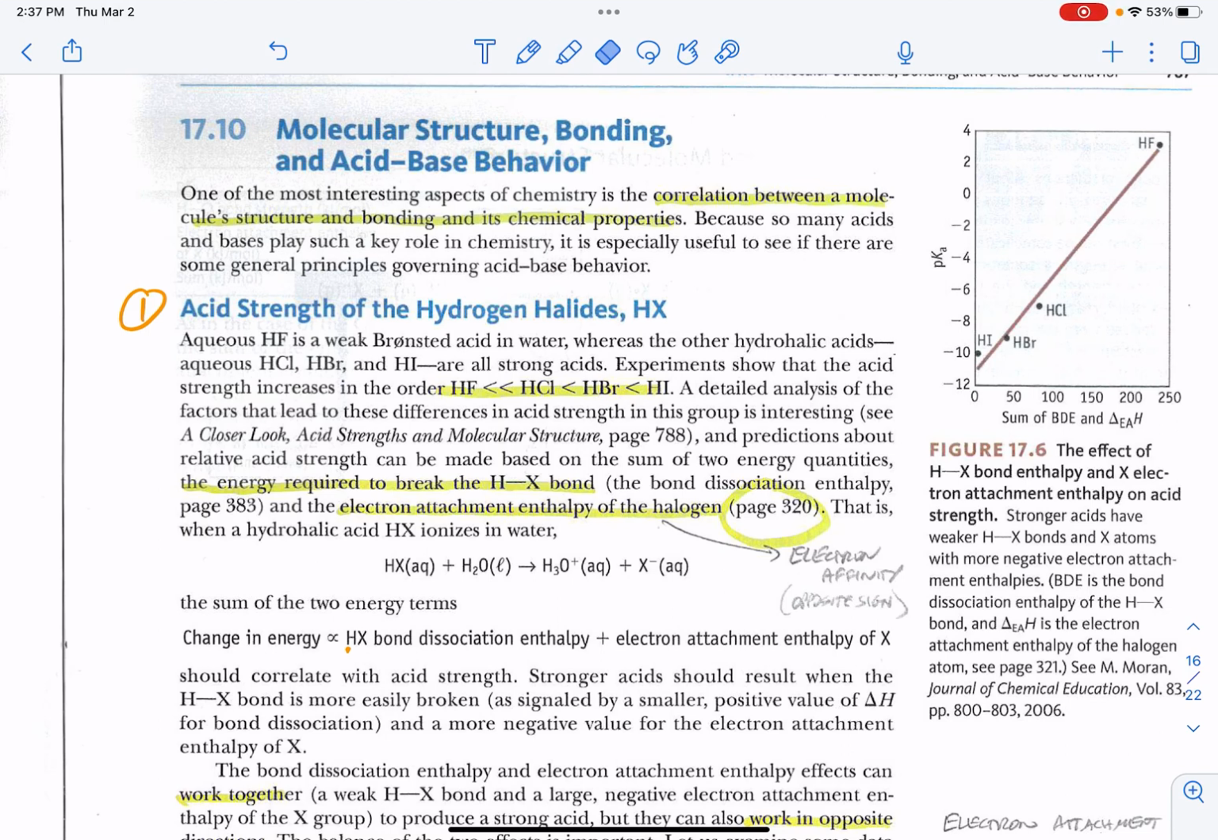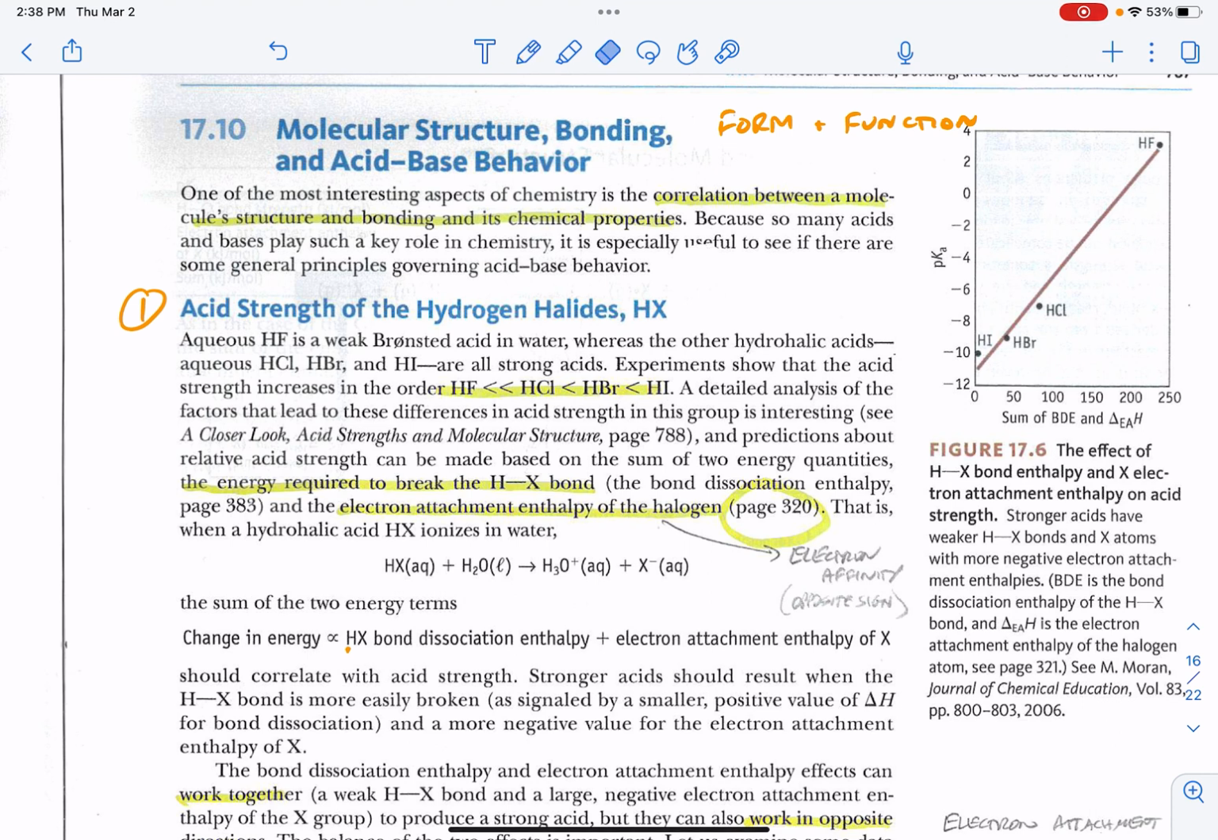This is screencast number 6, and we open with a very familiar refrain. It has to do with form and function, or the phrase structure determines function. And here we're going to be looking at how the molecular structure influences the strength of bonds and therefore influences the strength or weakness of different acids and bases.